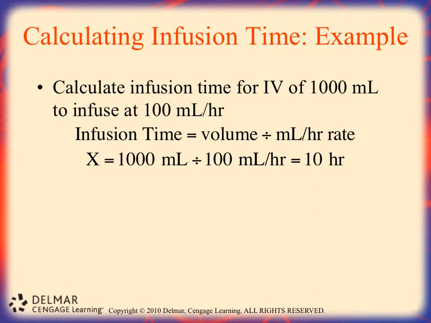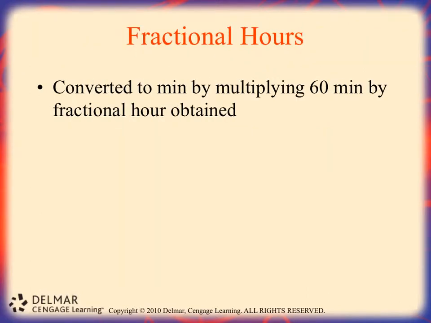Here you've got another example. Calculate the infusion time for an IV. You've got a total amount of 1,000 milliliters. It is infusing at 100 milliliters per hour. So you're going to take your 1,000 milliliters, divide it by the 100 mils per hour. That's going to take 10 hours to infuse. Now the last example comes out even, 1,000 divided by 100, 10 hours.